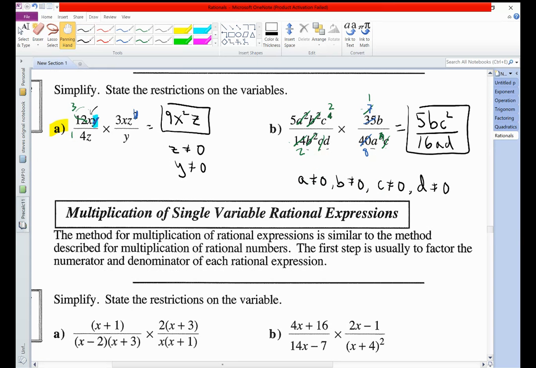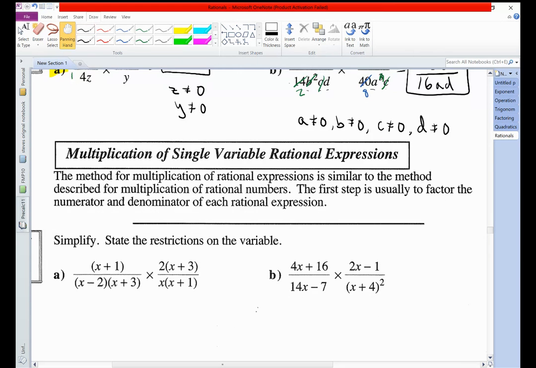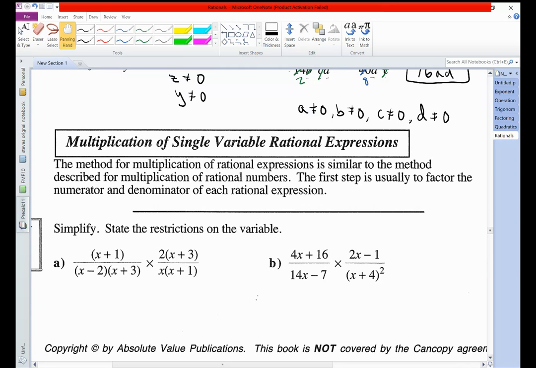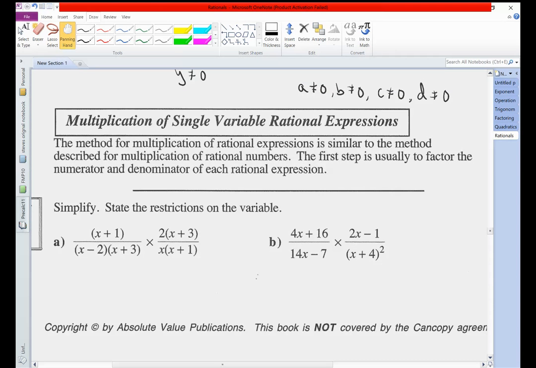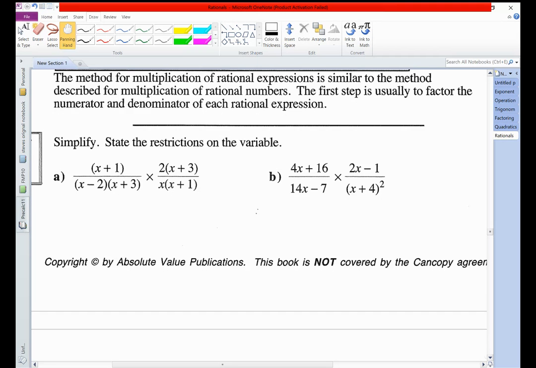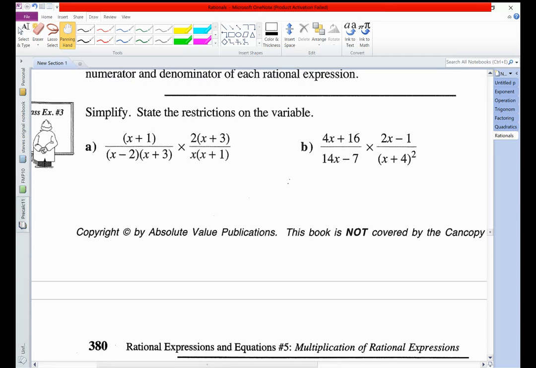Yeah, so it's going to get a little bit more complicated, but not too bad. So now we're going to look at single variable rational expressions. So you can see here we've got 2 questions. Both of them are already factored, which is really nice. So the first thing we want to do is state our non-permissible values. So we say that x can't equal +2, -3, 0, or -1.